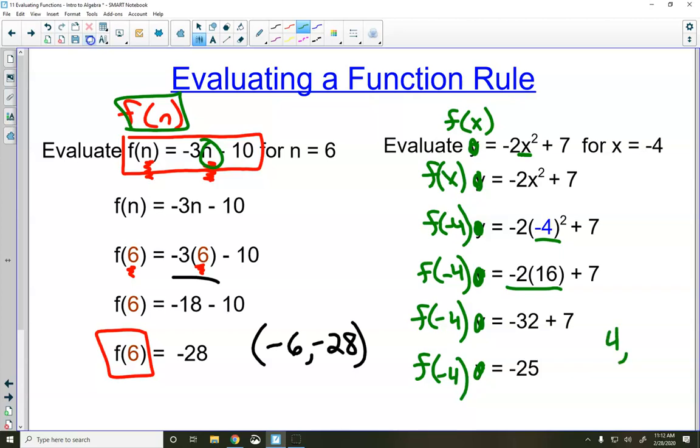That means we have negative 4, negative 25. When we substitute in negative 4, we're going to get the output of negative 25.